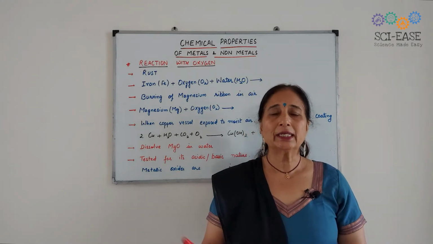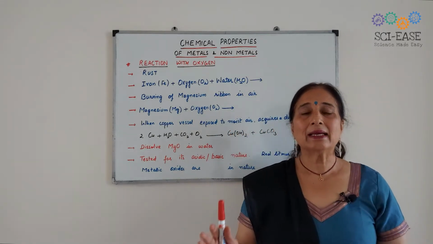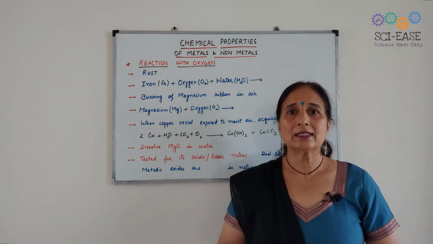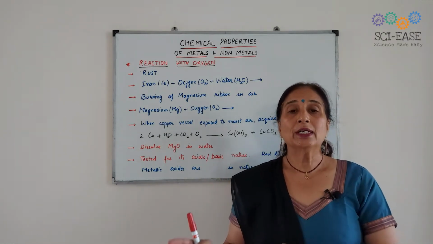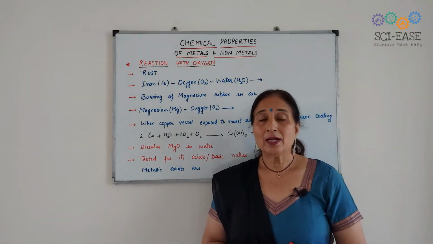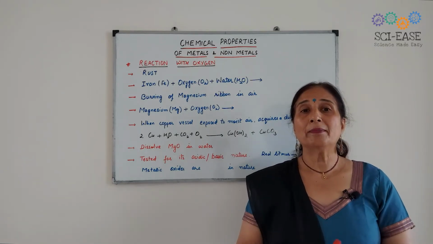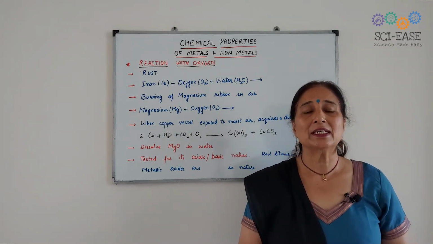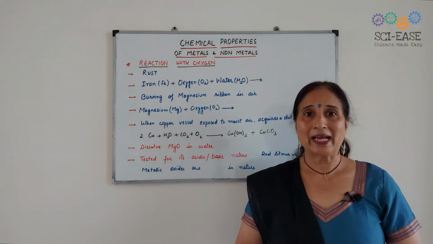I have told you that there are approximately 118 elements in the periodic table. This you will study in your higher classes. But out of them, only 22 are non-metals and the remaining are metals. Metals are hard, malleable, ductile, sonorous, good conductors of heat and electricity. In the same way, I told you about the physical properties of non-metals.